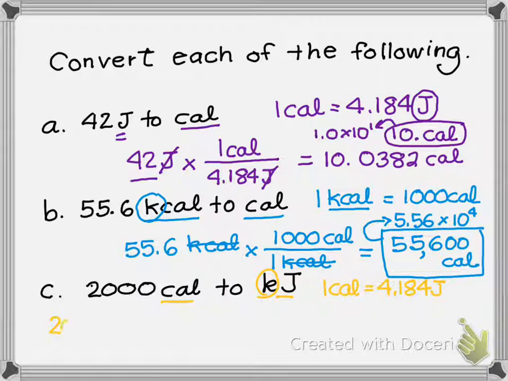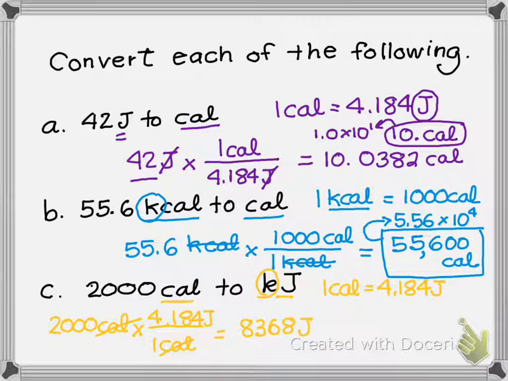So I can say 2,000 calories. That's what I was given. I'm going to put the calorie on the bottom, so it will cancel. 4.184 joules. And so I would multiply 2,000 times 4.184. And that gives me 8368 joules. And I'm not going to round it yet.